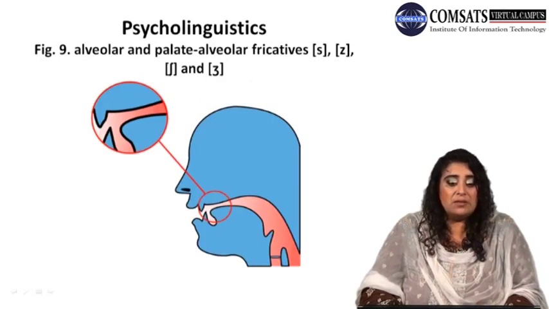Now alveolar and palate-alveolar fricatives, you can see how the sounds are produced, S and Z, and how the air manages to flow past.